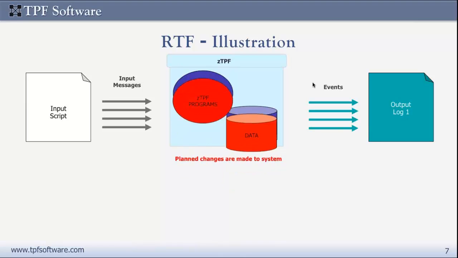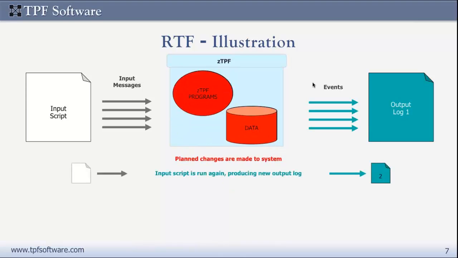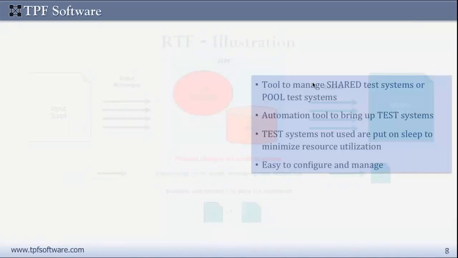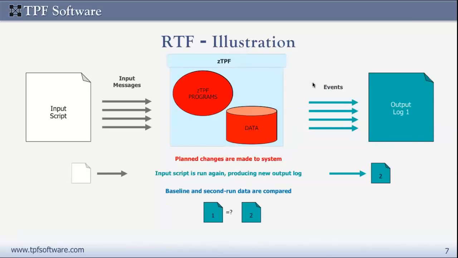Run the same input script again, capture the same events, and then as part of phase 3, what we call the compare phase, you compare the events on the log captured as part of phase 1 and phase 2, and this phase 3 can identify if there are any issues.